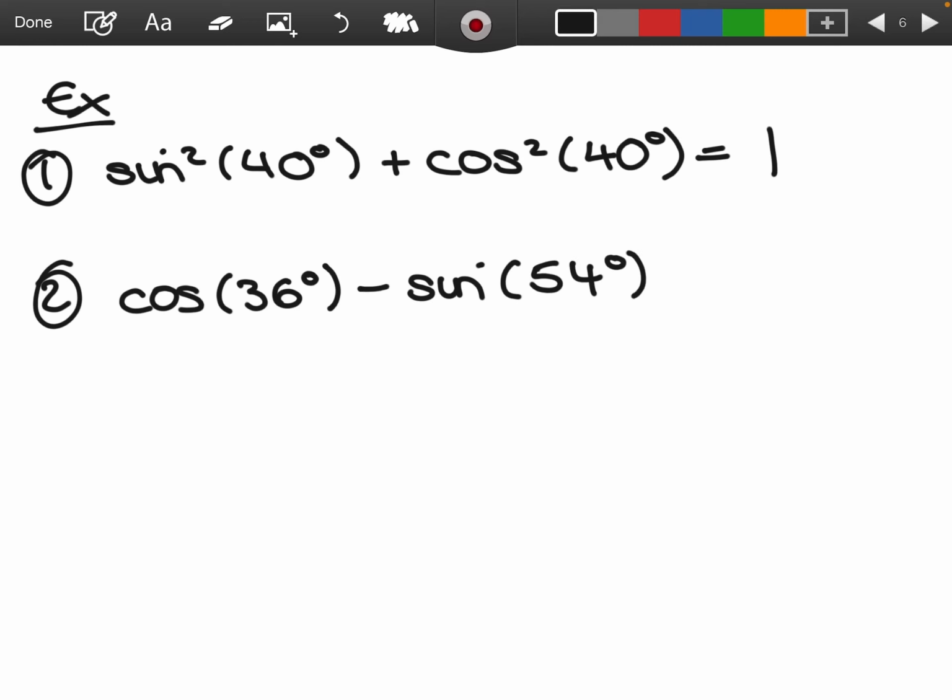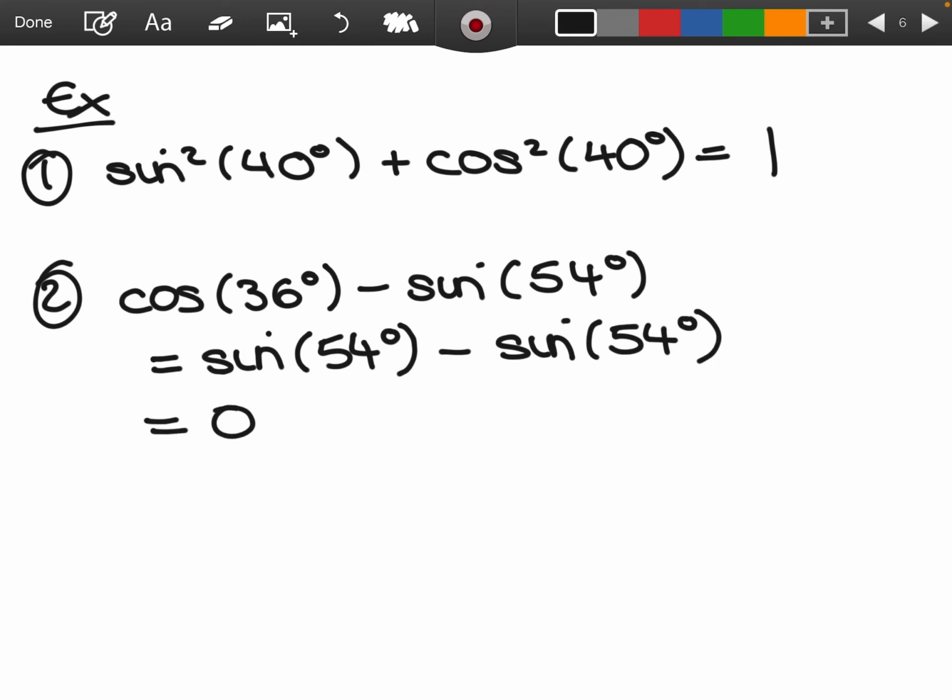So I know, because they are cofunctions, that cosine of 36 degrees must equal sine of 54 degrees, because 36 and 54 add to 90. So I know that cosine of 36 degrees equals sine of 54 degrees. And then I'm going to leave that as sine of 54 degrees. And I get 0. So those two terms actually cancel one another out.